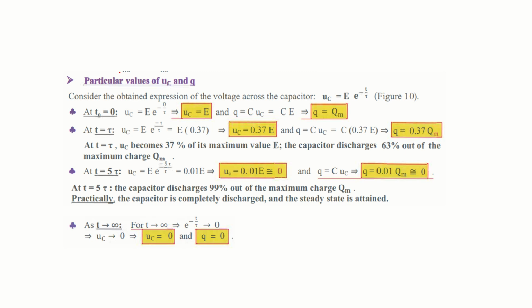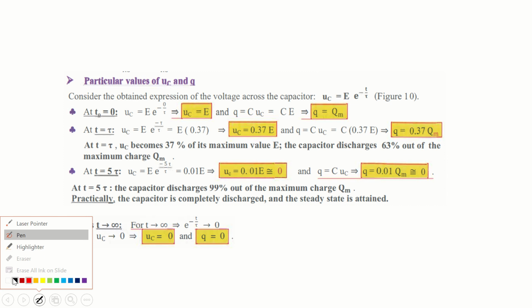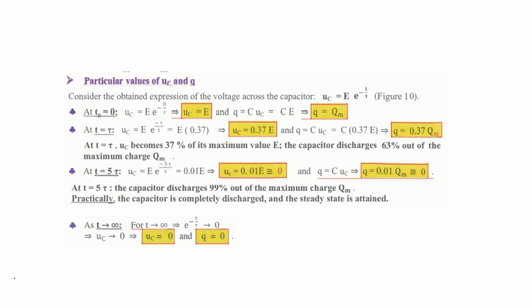In this part, we're going to choose some particular instances in order to represent the graph of UC as a function of time and of the charge Q as a function of time. The three particular instances that we're going to choose are 0, tau, and 5 tau.